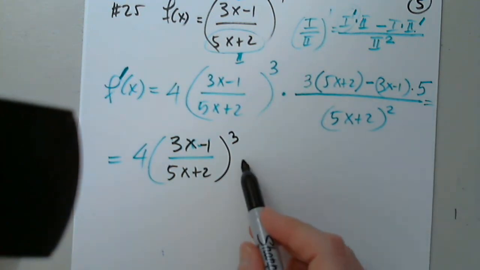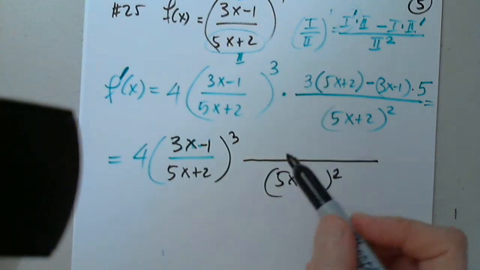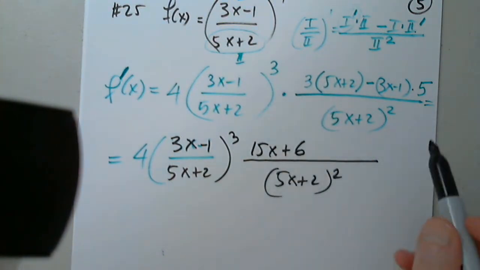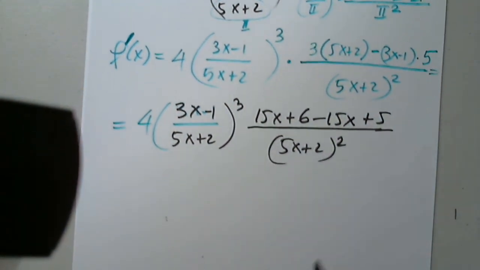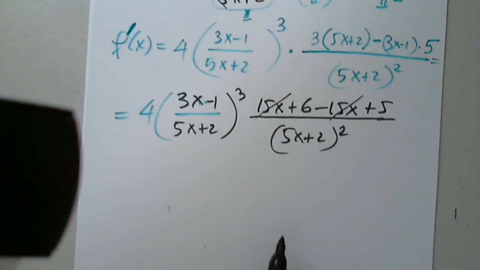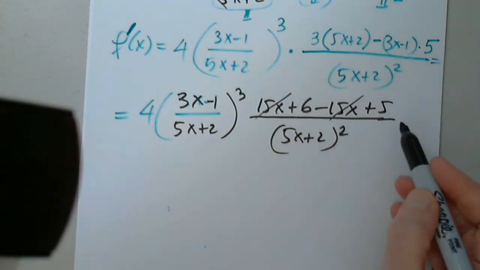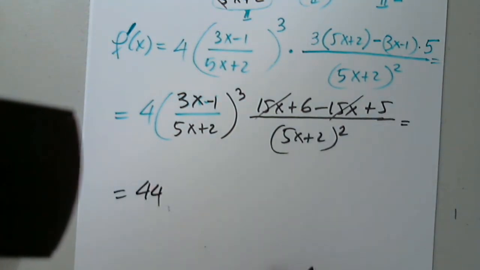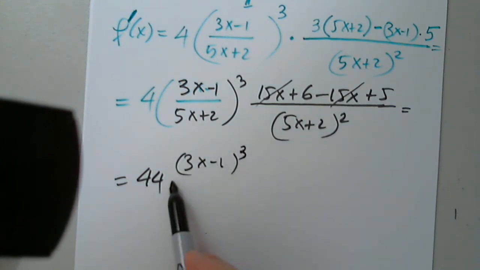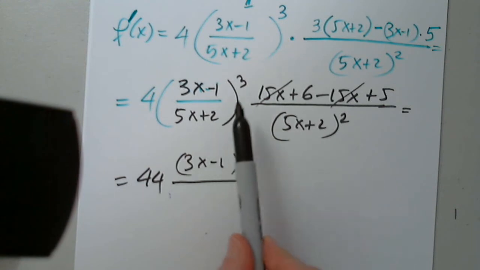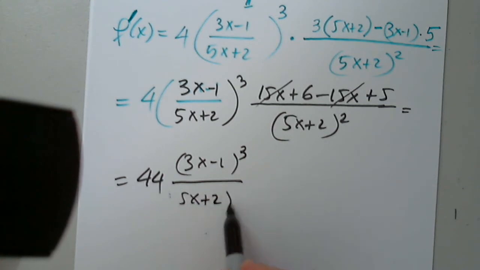And let's see what we can do over there. 5x plus 2 squared and 15x plus 6 minus 15x plus 5. Okay, it cleans up nicely. 6 plus 5 will be 11. 11 times 4, 44. And then we have 3x minus 1 to the third over 5x plus 2 to the third times 5x plus 2 squared will be 5x plus 2 to the fifth.